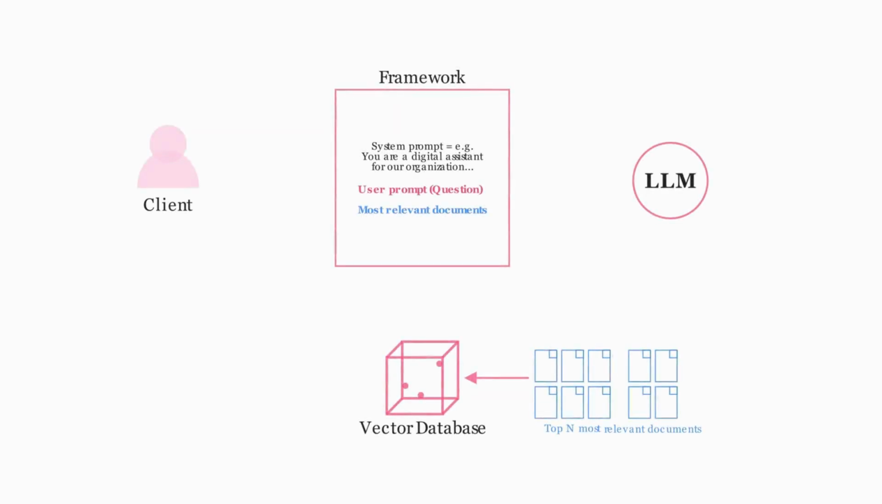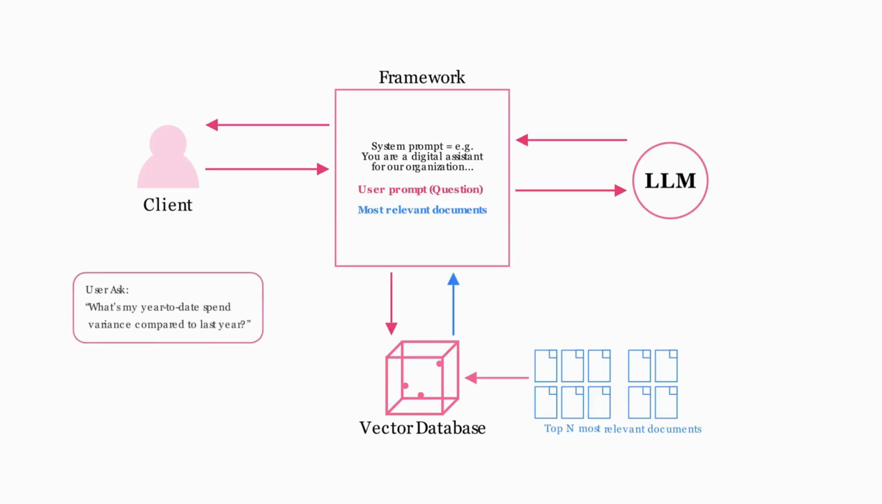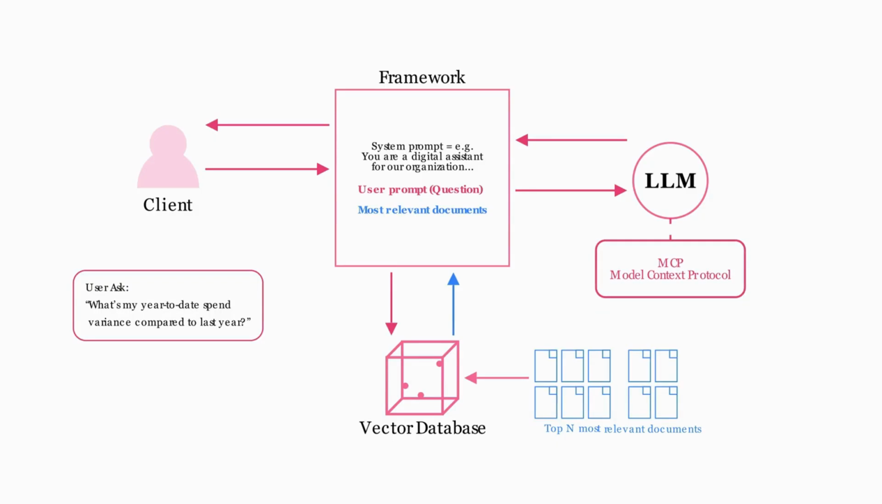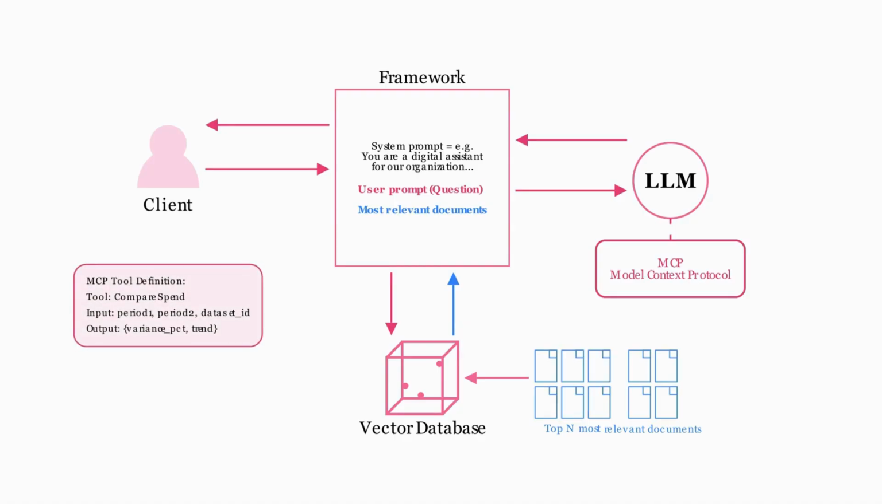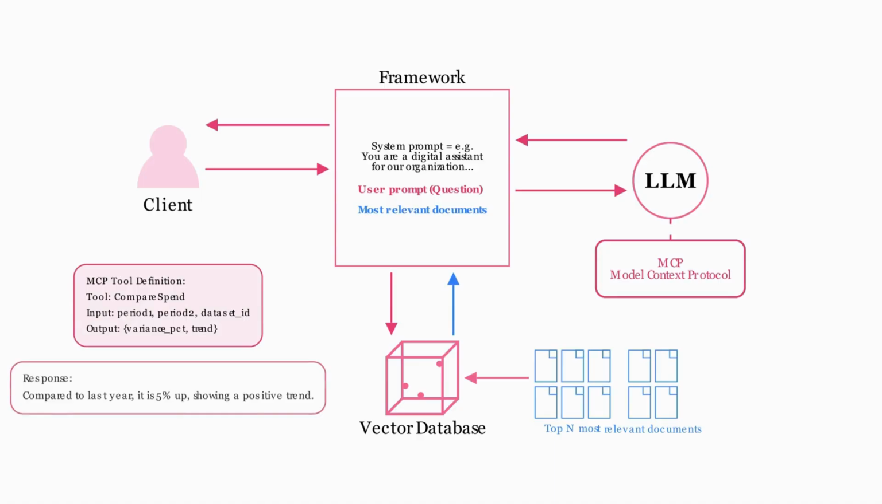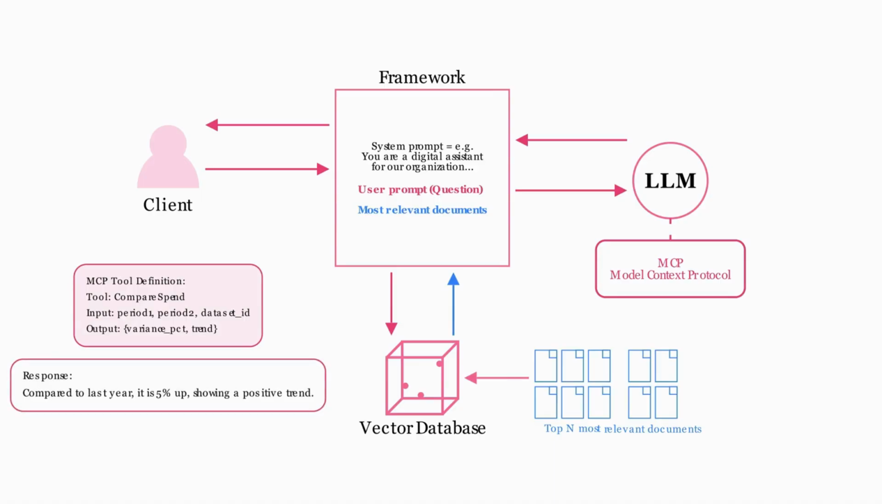Similar case in here. The user asks, "What's my year-to-date spend variance compared to last year?" An LLM cannot reliably compute this for arbitrary datasets and periods. Therefore, we use the MCP tool with tool, input, output. The model invokes the tool, receives computed results, and then formats the response. You have now extended the AI with real-time logic and computation capability.